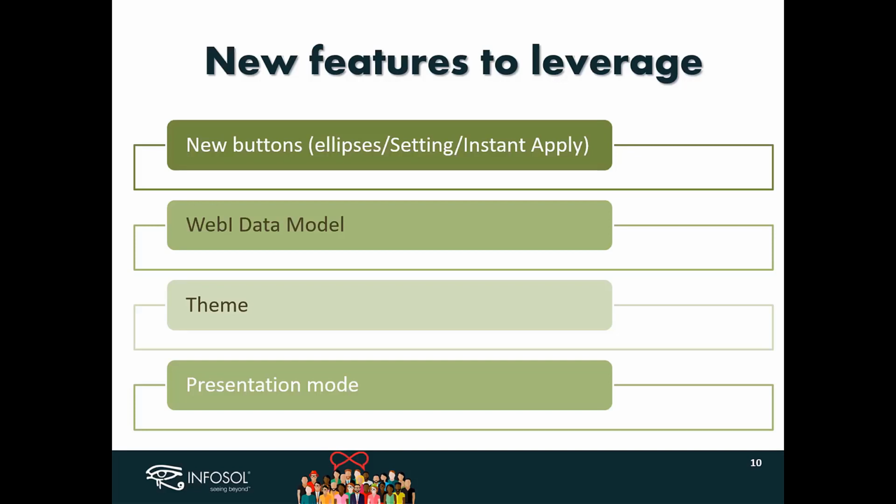WebI data model is a new feature where you can save a WebI report and then use that as a source to create more reports. And then you can change the theme, it's a user setting, you can change the theme and the look and feel of the system in general. And then there is a new presentation mode. We'll see that during the demo.